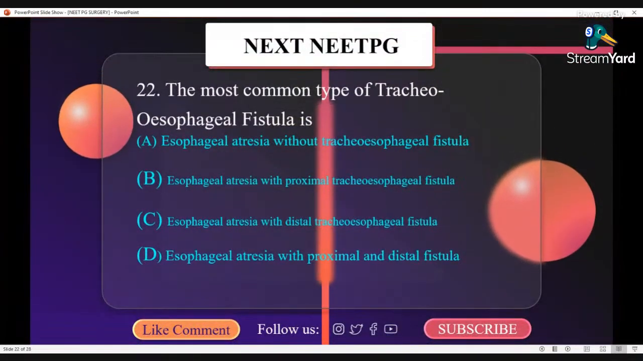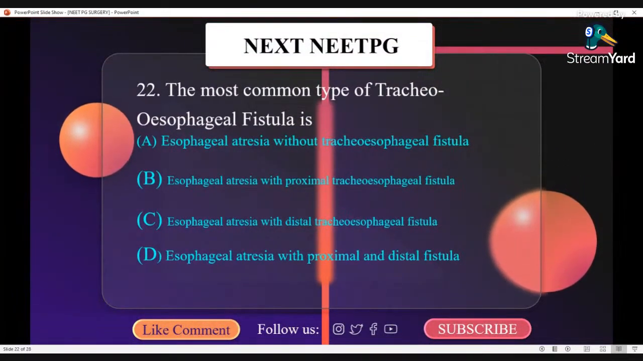The most common type of tracheoesophageal fistula. It is very important. It can be asked in pediatrics also.